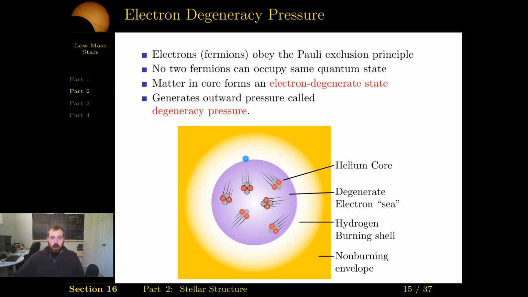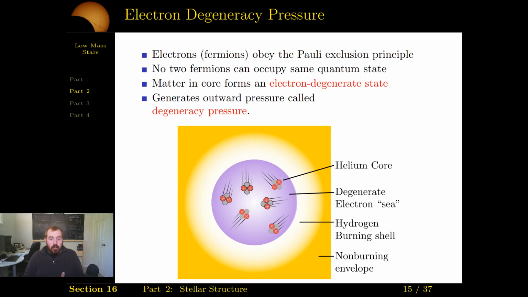Here's our helium core, a bunch of helium atoms flying around, and the electrons look like this purple cloud. They're what we call the degenerate electron sea. We call it a sea because we like to think of electrons filling all of this space like a fluid to float in. And as we keep packing in the pressure, the electrons cannot go into the same energy state. And so we start to generate what's called a degeneracy pressure.